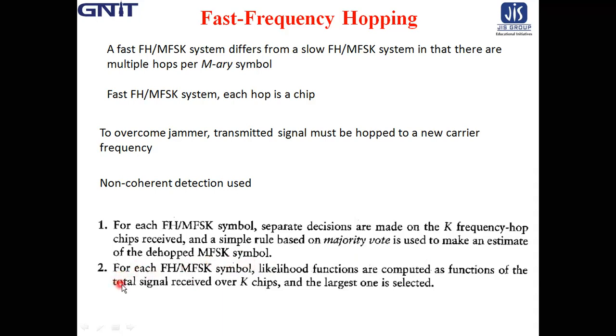And the second is, for each FHM FSK symbol, likelihood functions are computed as functions of the total signal received over K chips, and the largest one is selected.